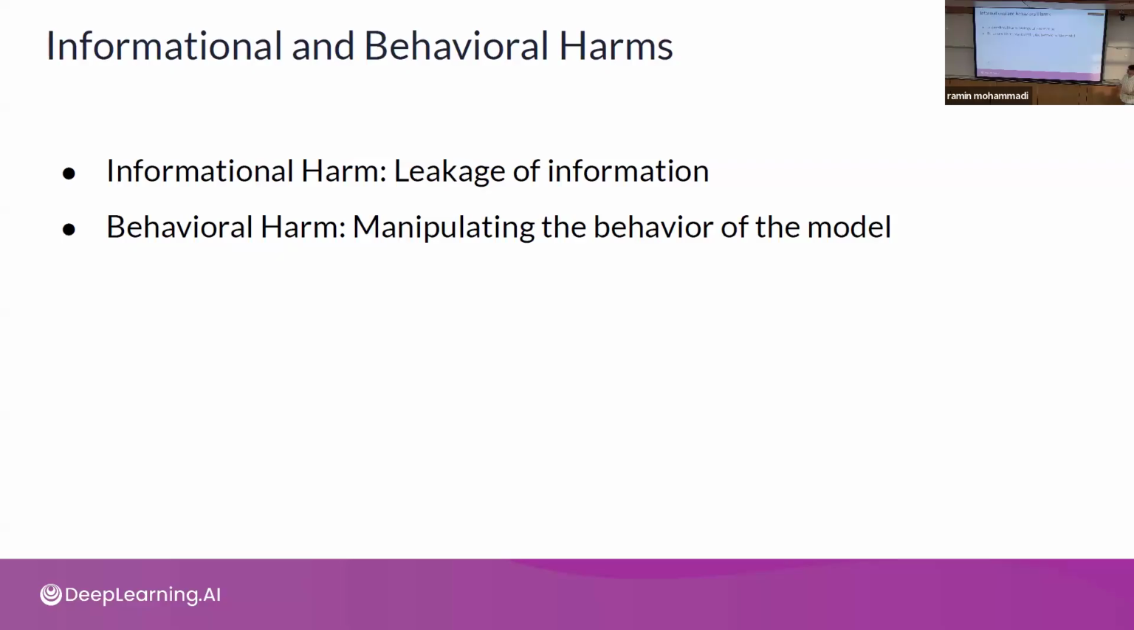Now, the other thing is the informational and behavioral harm that your model could suffer from. Informational harm is any type of damage that leads to leakage of information. Behavioral harm is the idea of manipulating the data to deceive the model. The examples that we just saw are behavioral harm.